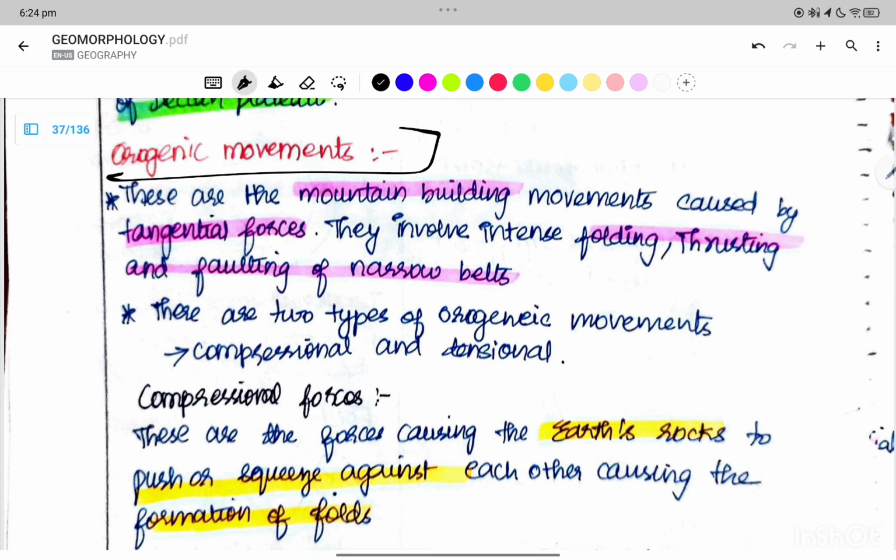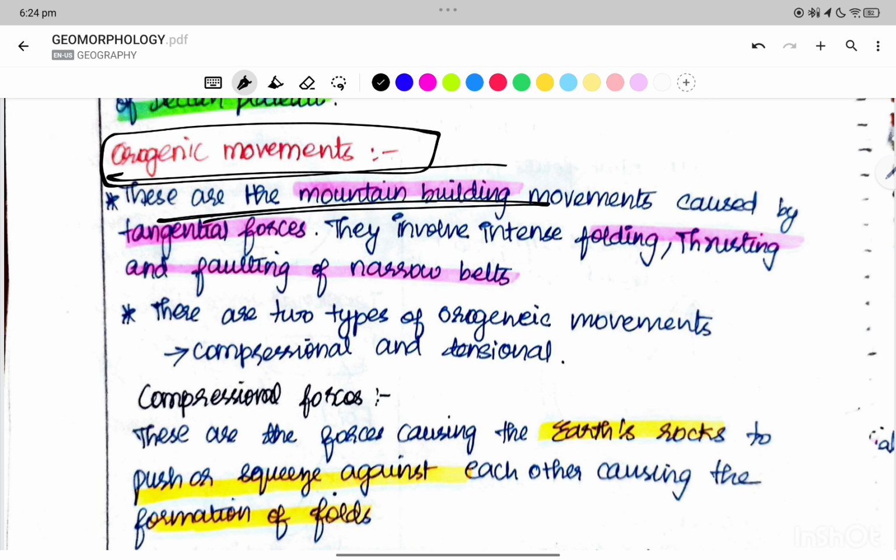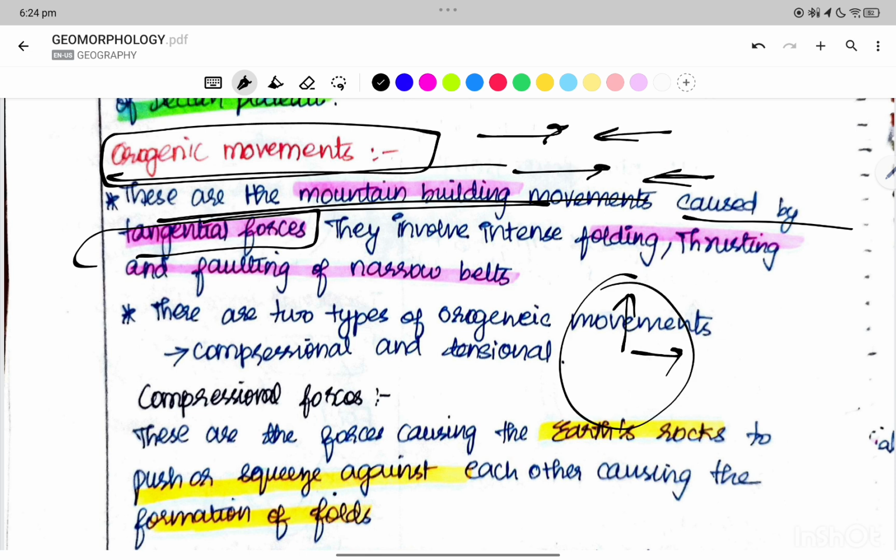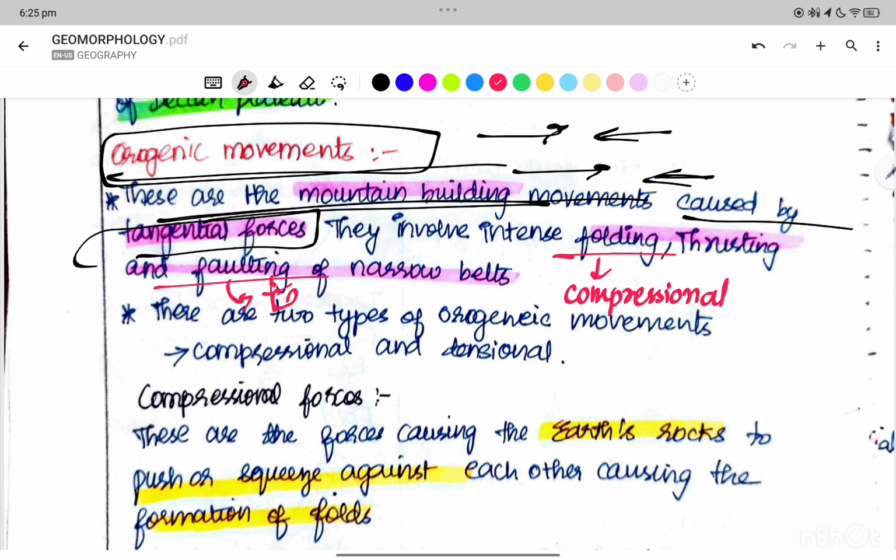Orogenic movements. These are mountain building processes by tangential forces. The forces are acting in the tangential direction. Example, let's take the earth. The radial forces are acting in this direction, whereas the tangential forces are acting in this direction. So orogenic is because of the tangential forces. We have folding. Compressional forces give folding. Thrusting. Faulting is by the tensional forces.